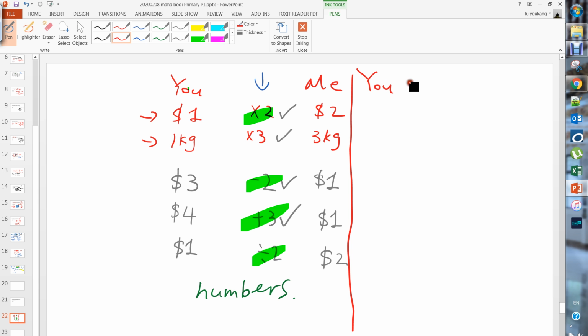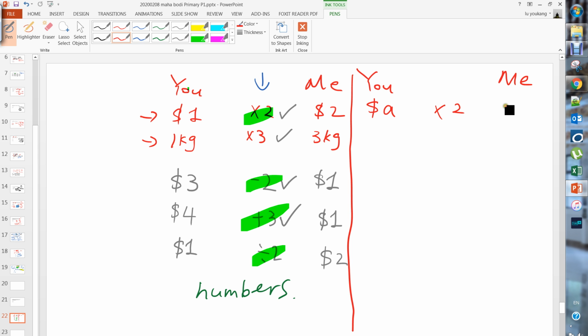Once again, you and me. What is this example about? You have $1, and I have 2 times your amount. Very good. So now instead of you having $1, you have $8, and I have 2 times you. So what is my amount? 8 times 2.